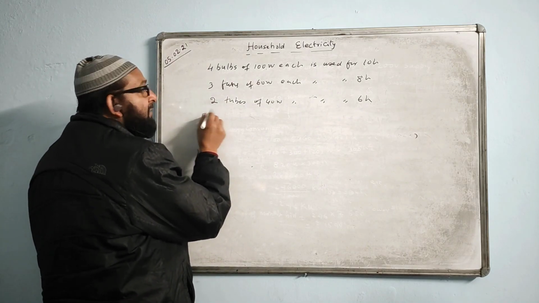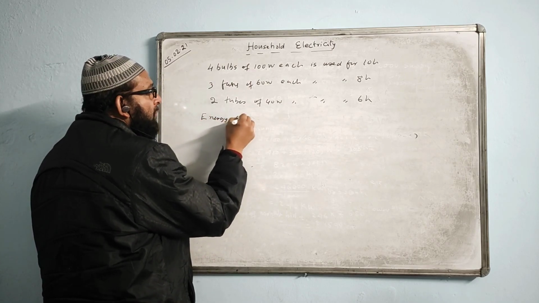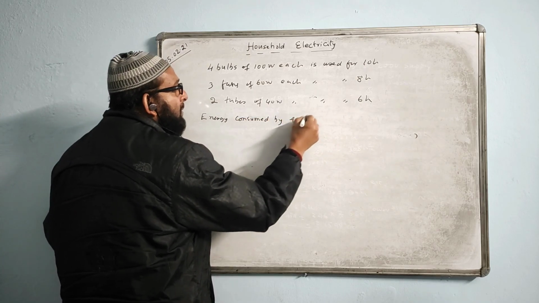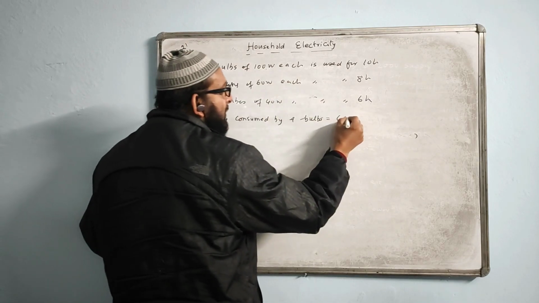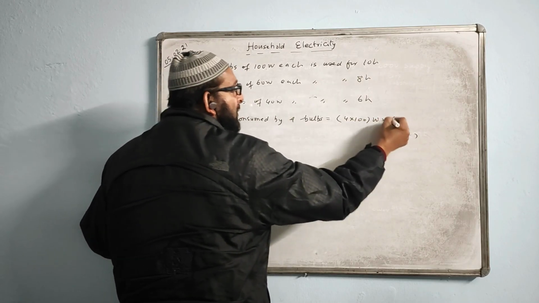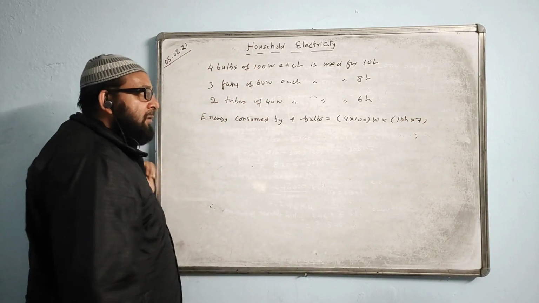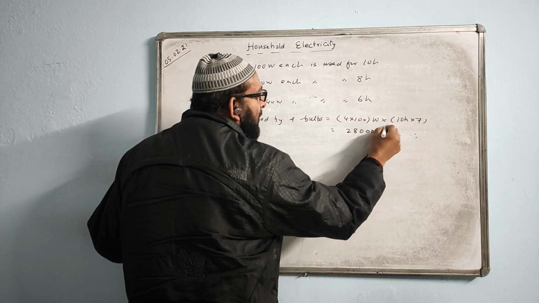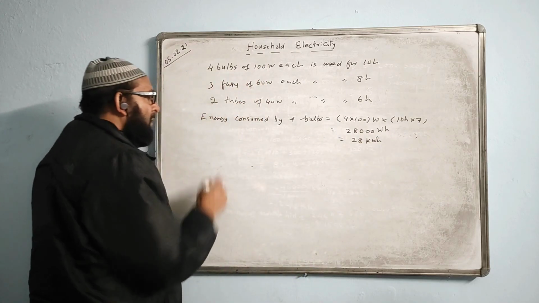So we cannot do it together. We have to find separately the energy consumed by each, because timing is all different. Energy consumed by, first, the bulbs, that is 4 bulbs. What is the power of 4 bulbs? 4 into 100 watt. How many hours are we using? 10 hours. 10 hours into 7 will multiply, because for a week we have to find. Now we find this answer: 28,000 watt hour, divided by 1000, it becomes 28 kilowatt hour.